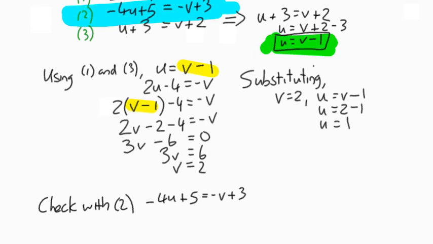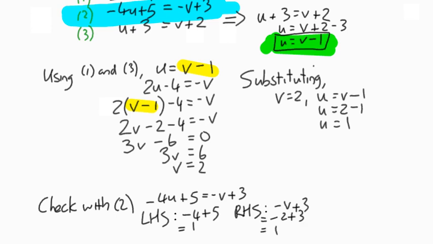So let's check the left-hand side. The left-hand side is negative 4 times 1. So it's negative 4 plus 5, which is 1. Let's check the right-hand side. Negative v plus 3 is negative 2 plus 3, which is 1. So we can say the left-hand side is equal to the right-hand side. So what have we found out? So basically we can say that the values are consistent.